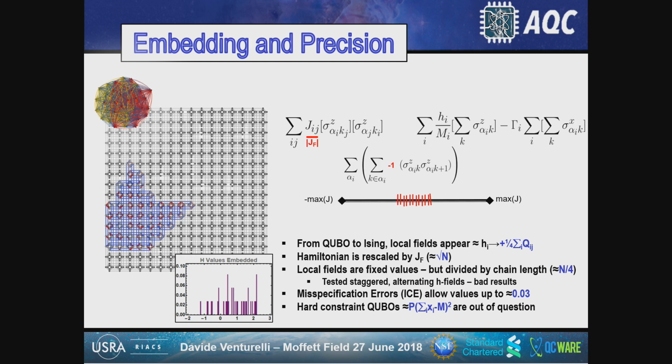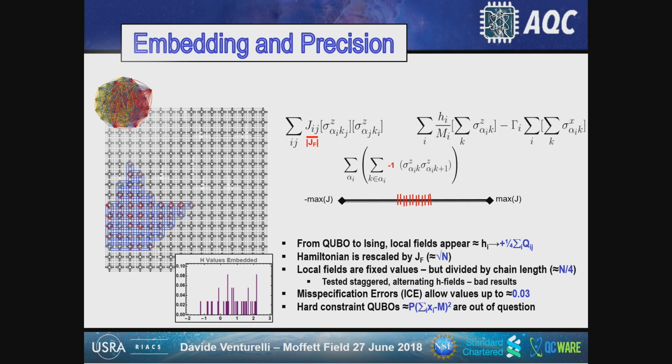They are rescaled by the overall ferromagnetic coupling due to embedding, and they are further divided by the length of the chain, which represents your logical qubit, because you have to assign this linear coefficient to a chain. And what we usually do, we split it over the whole number of nodes of the chain. We tried different ways to assign the local fields, but we didn't have good results. So we're still doing this procedure, and this procedure leads sometimes to values which are smaller than the nominal precision due to intrinsic control errors of the machine.